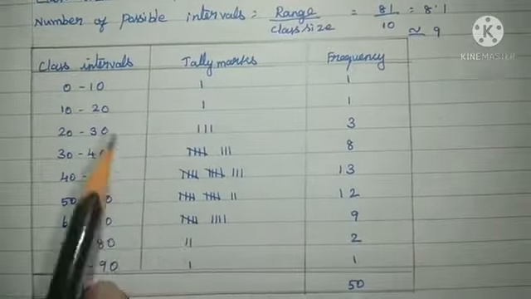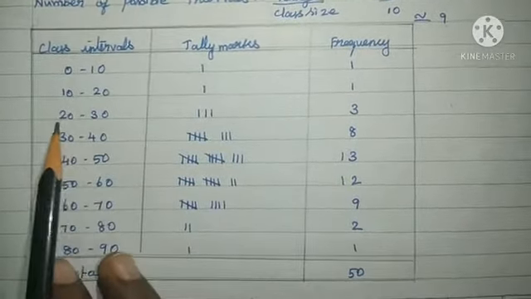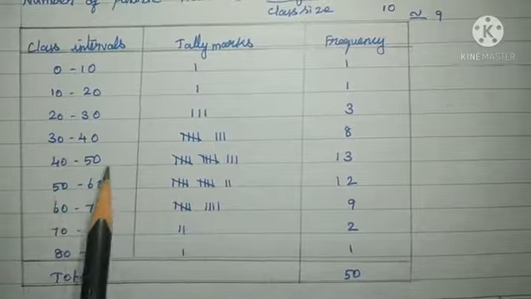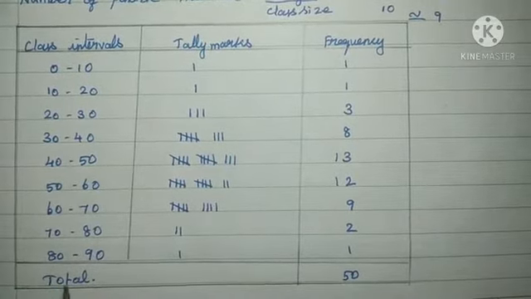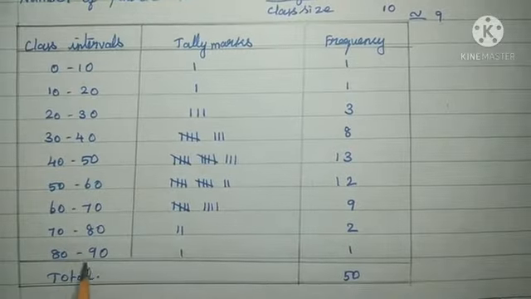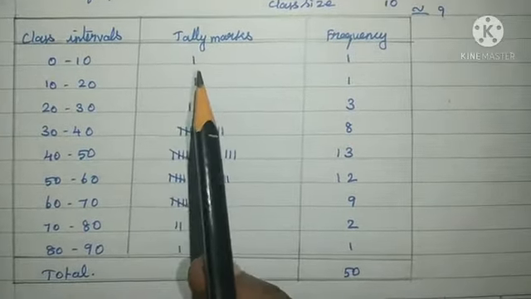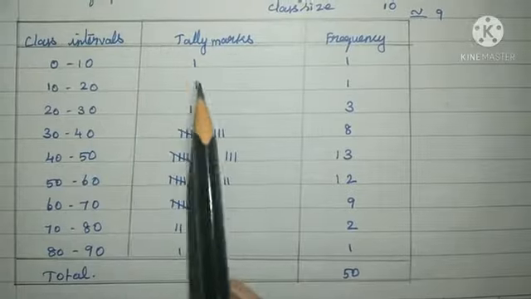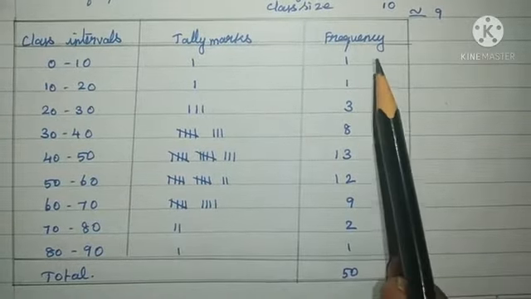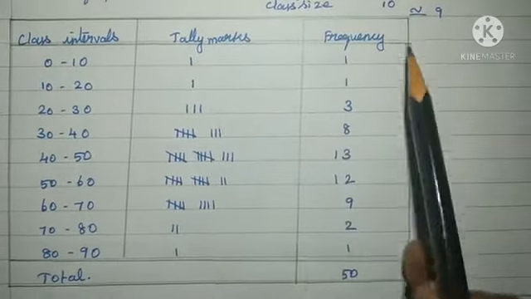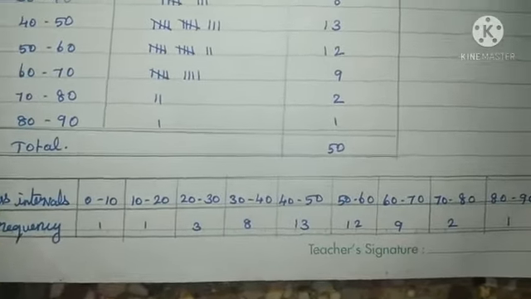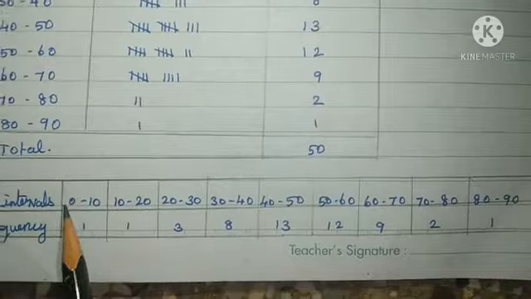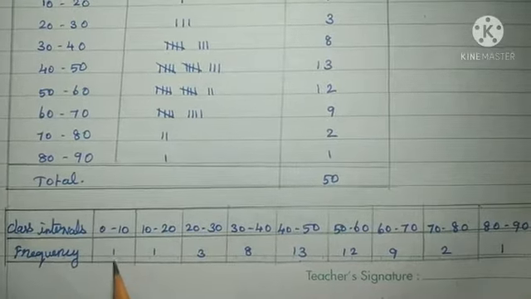So the class intervals will be 0 to 10, 10 to 20, 20 to 30, 30 to 40, 40 to 50, 50 to 60, 60 to 70, 70 to 80 and 80 to 90. After writing the class intervals, you have to mark the tally marks using the given data. With those tally marks, you have to find the frequency. Now, after finding the tally marks and the frequency, we will get the new frequency distribution table, that is class interval and frequency. 0 to 10, the frequency is 1.